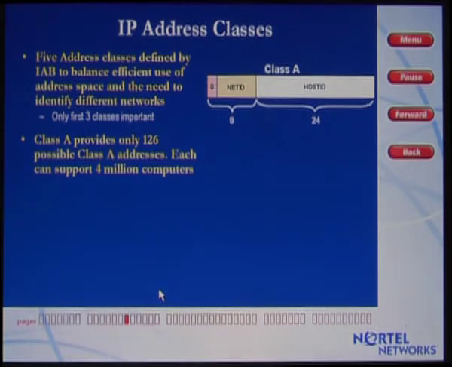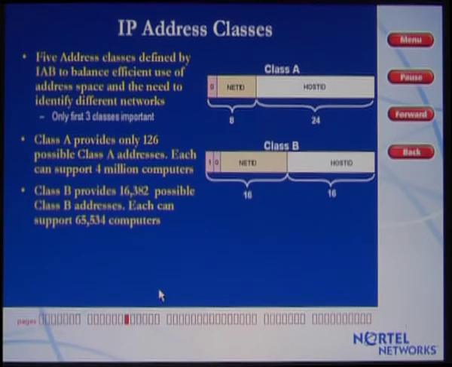Class A addresses, indicated by a 0 in the first bit of the address, have an 8-bit net ID and a 24-bit host ID. There are only 126 possible Class A addresses, as the net ID can only be 1 to 127. Thus, a Class A address is intended for use in very large networks, since the 24-bit host ID can uniquely identify over 4 million computers. Most of the possible Class A addresses have already been allocated.